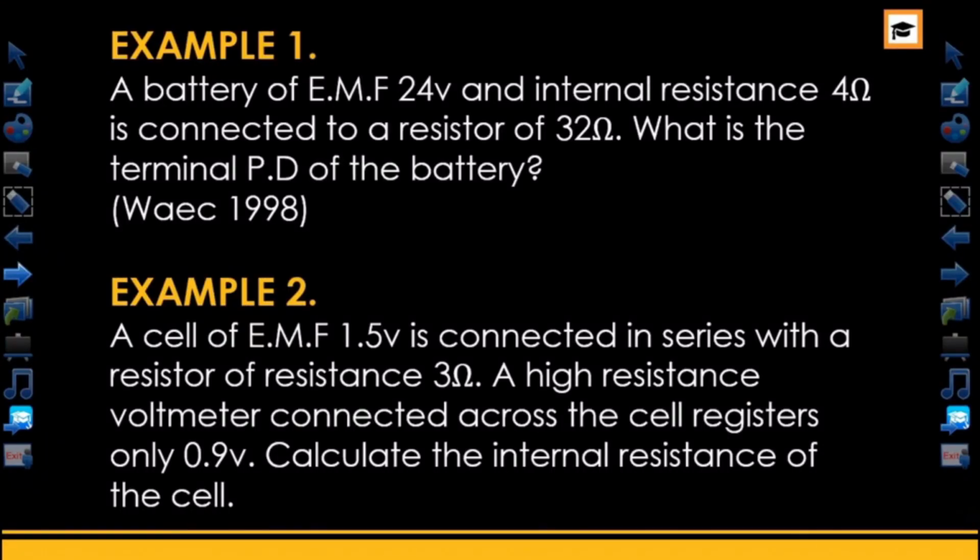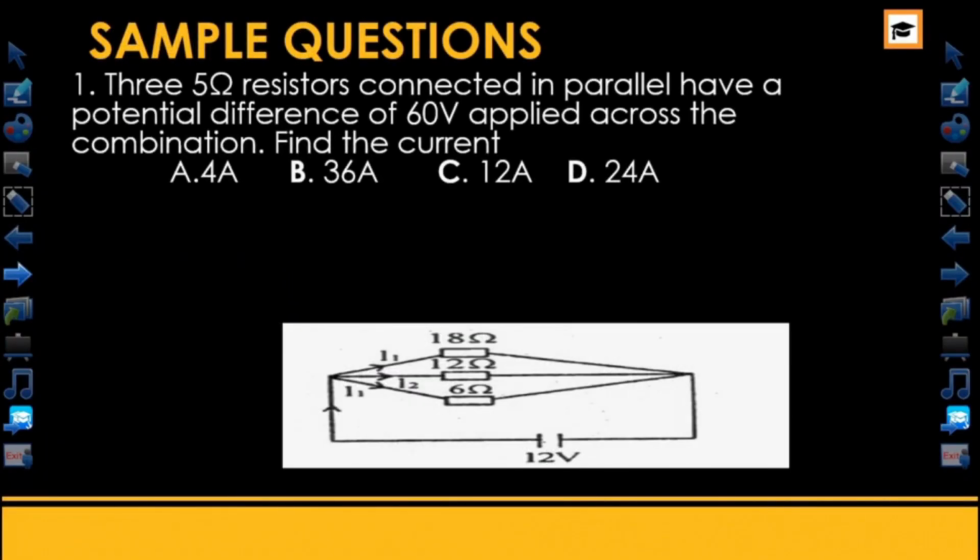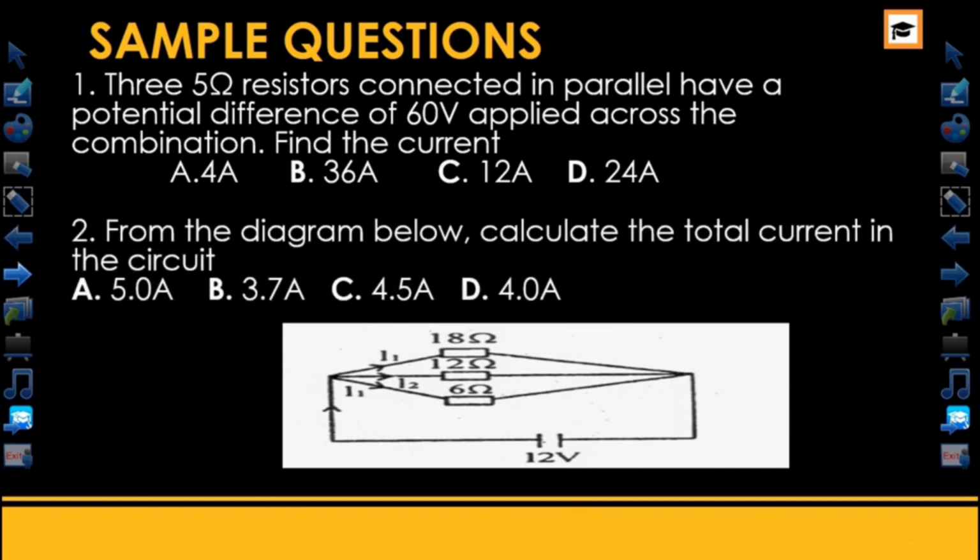Here are some sample questions. Question 1. Three 5-ohm resistors are connected in parallel and have a potential difference of 60 volts applied across the combination. You have to find the current. Also, question 2. From the diagram below, calculate the total current in the circuit. If you take a look at the diagram, you can see that the resistors are arranged in parallel. So you're going to find the effective resistance before you can find your current using Ohm's law.